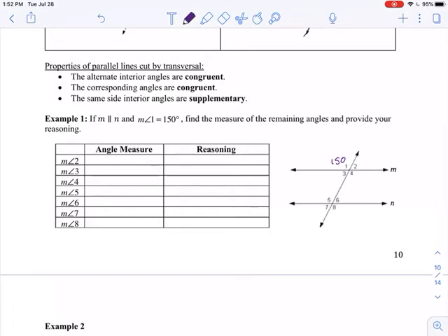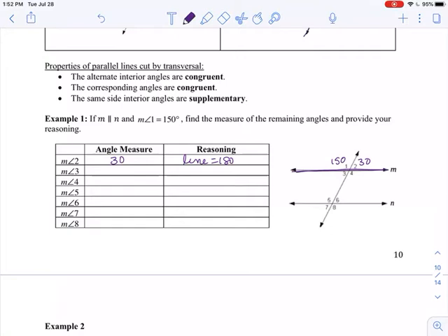Well, if angle 1 is 150 degrees, look at angle 2. They're right next to each other and they are sitting on this line M. So together they have to equal 180. So angle 2 is equal to 30 degrees. Why? Because a line equals 180.